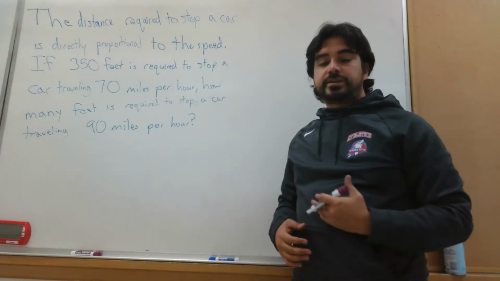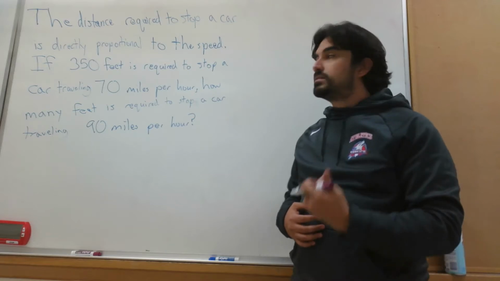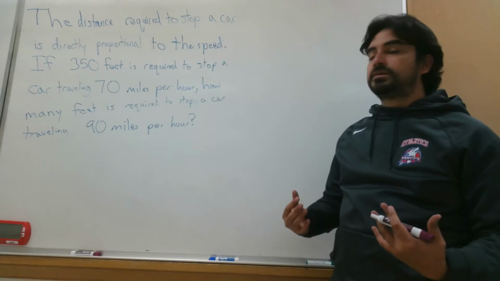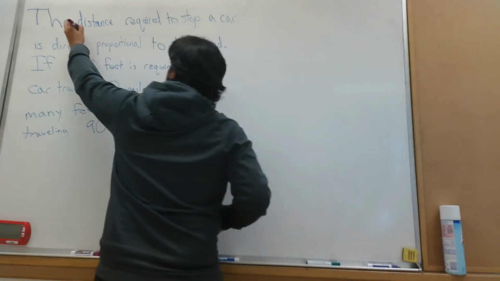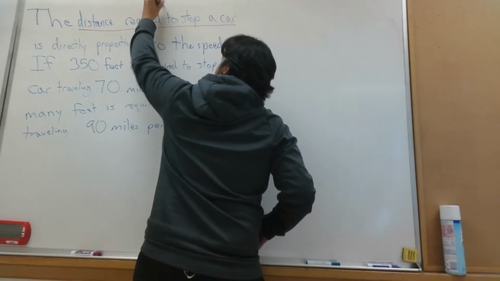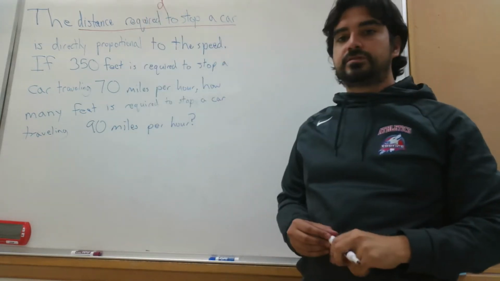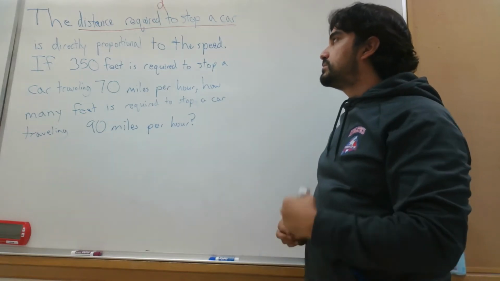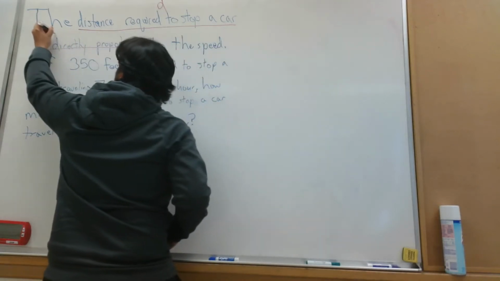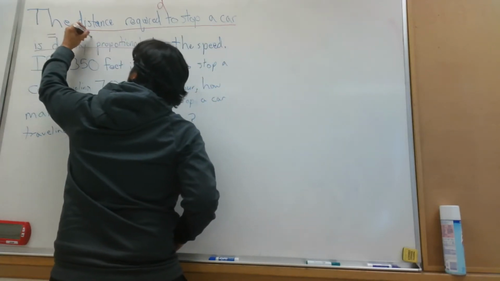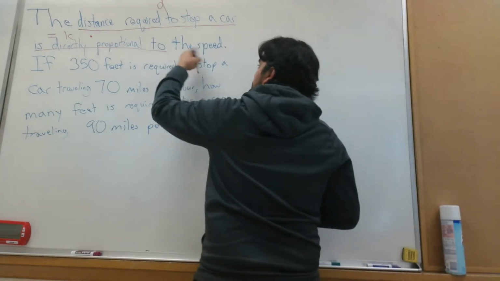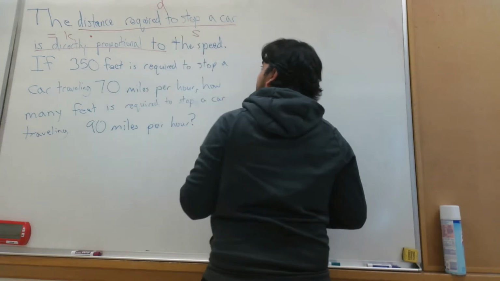So now let's go back and read it again, underlining keywords. The distance required to stop a car is directly proportional to the speed. So for the distance required to stop a car, I'm going to put D as my variable. We know "is directly proportional to" means equals K times the speed. So for the speed, I'm going to put S.